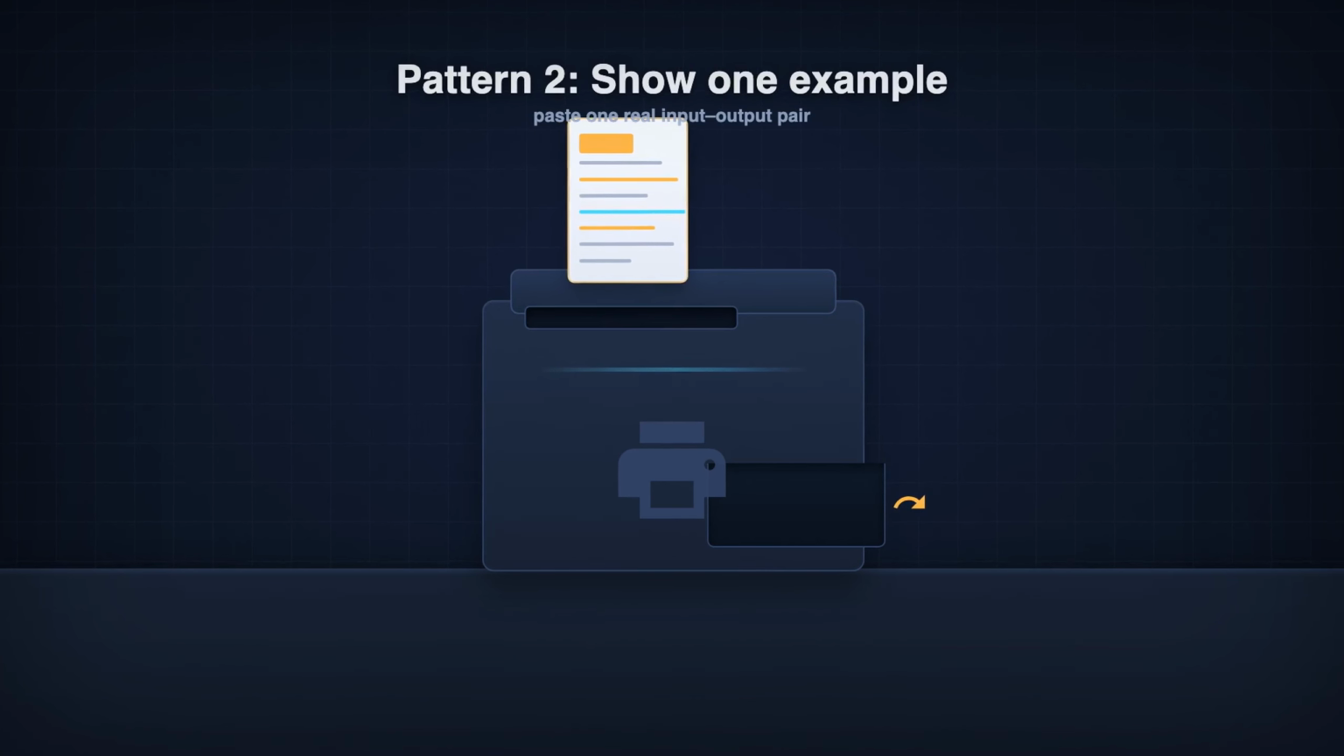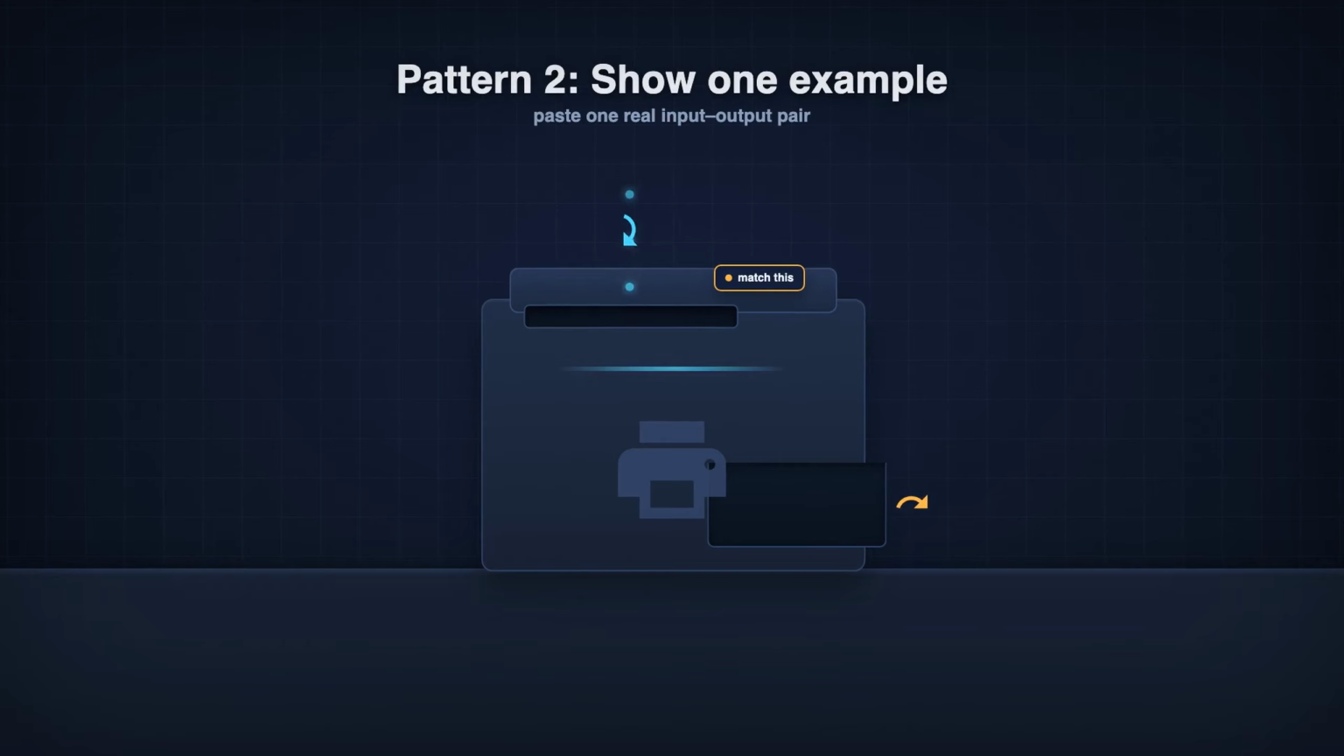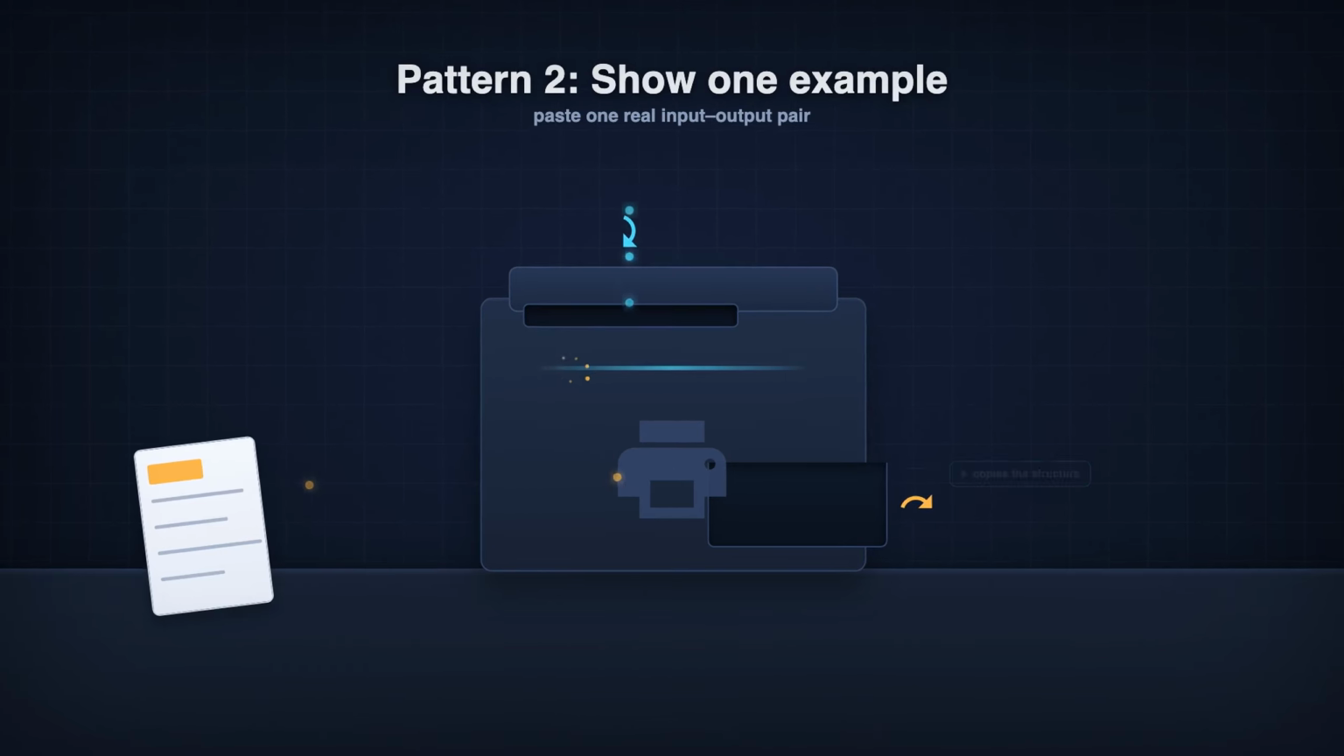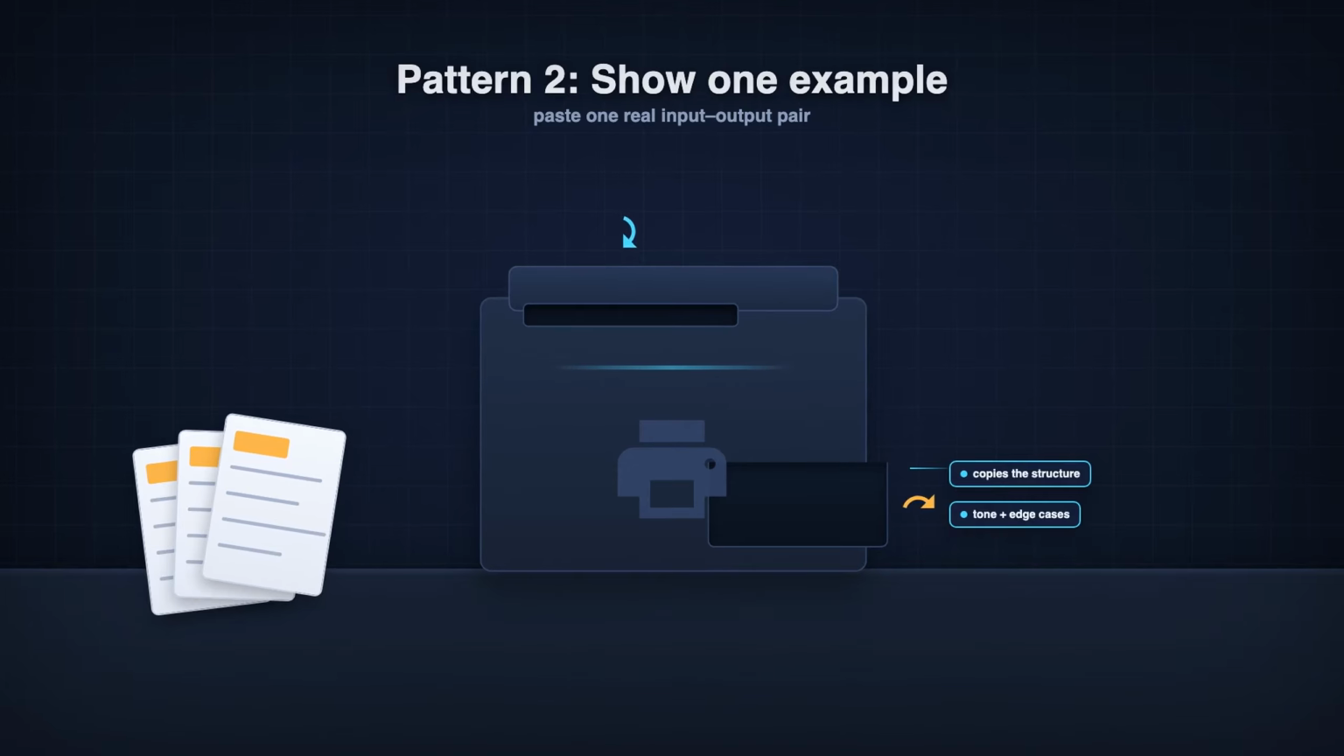Pattern 2. Show one example. Instead of describing the format you want, paste one real input-output pair and say match this. You want product descriptions in a certain rhythm. Show one you love, then feed the next product. The model copies the structure, the tone, even how you handle the awkward edge cases.